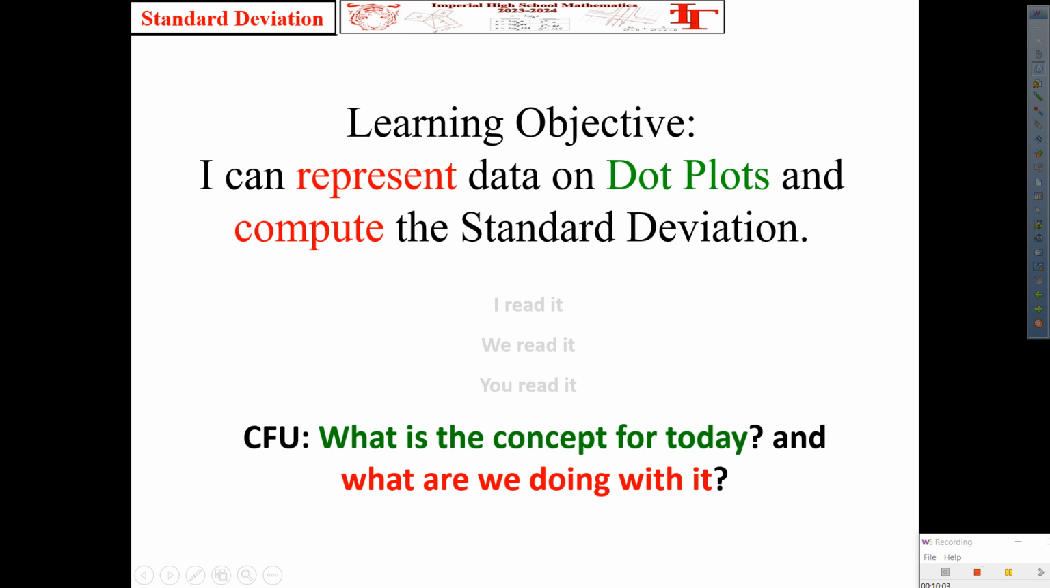Our objective for today: I can represent data on dot plots and compute the standard deviation. As I said, we already covered dot plots yesterday. Everybody's like, oh, piece of cake. Yes. Computing standard deviation is what gives us problems.